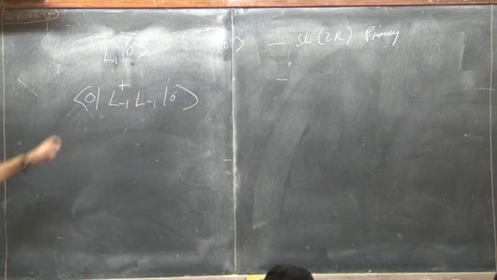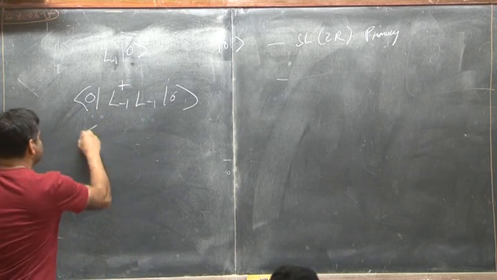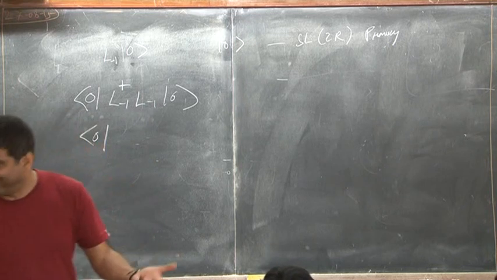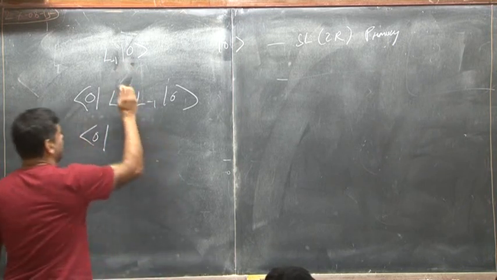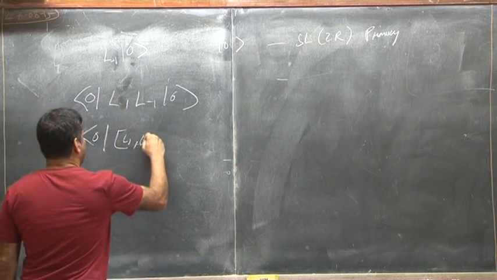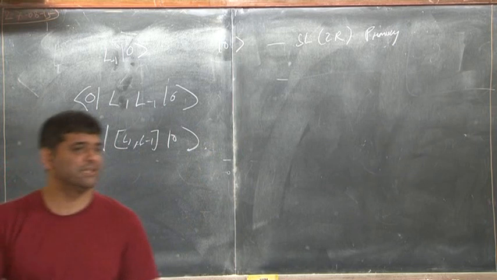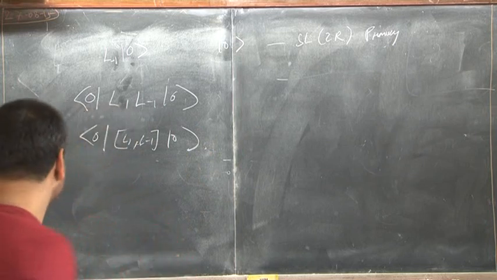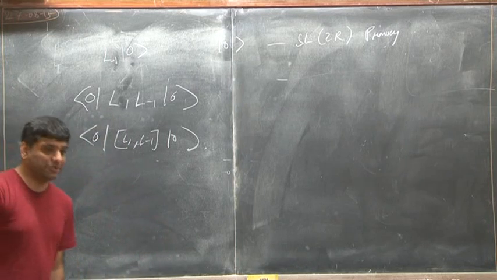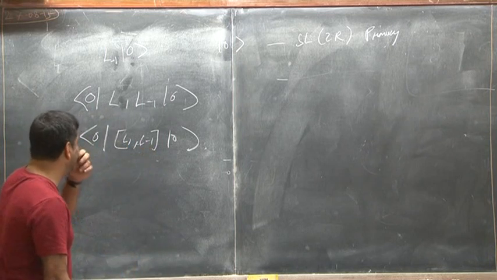Fine. So this is the norm of the state. Now this is equivalent to, firstly, what is L-1 dagger? L1. That was the reality condition. Now this is the same thing as L1 L-1 on O. Why? Because L1 on O is 0. But now, what is L1 L-1 on O? Well, we know the Virasoro algebra. We worked that out. So L1 L-1 on O.